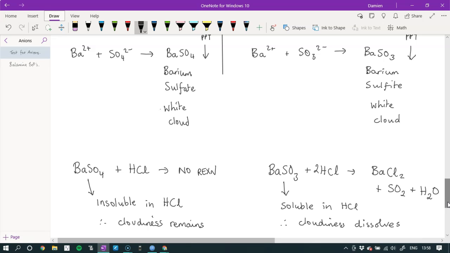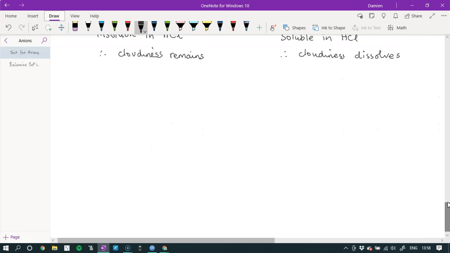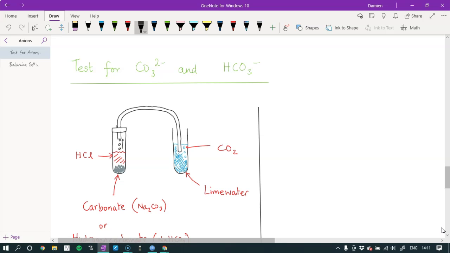So that's your test for sulfates and sulfites and how to distinguish between the two. Let's move on to the third one. Okay, so on this next one, we're going to test for the carbonate ions and the hydrogen carbonate ions.